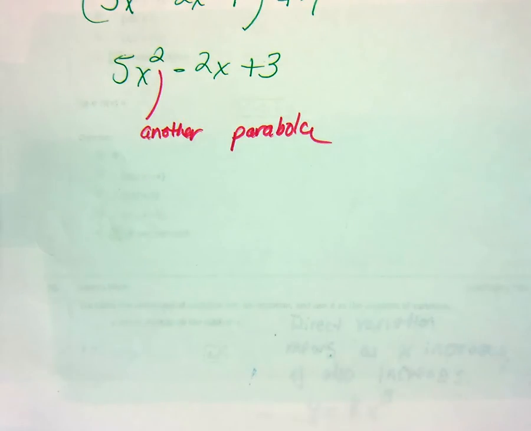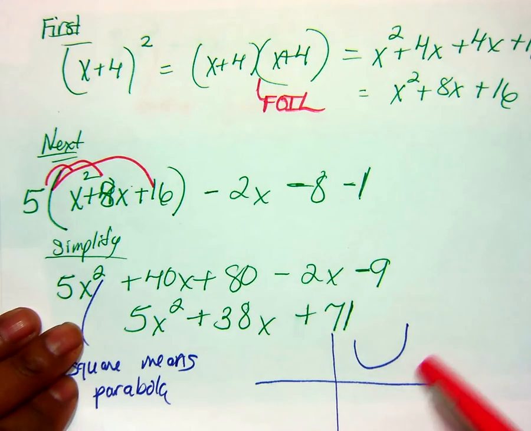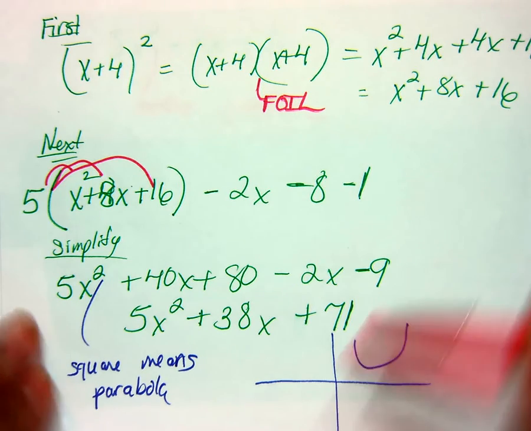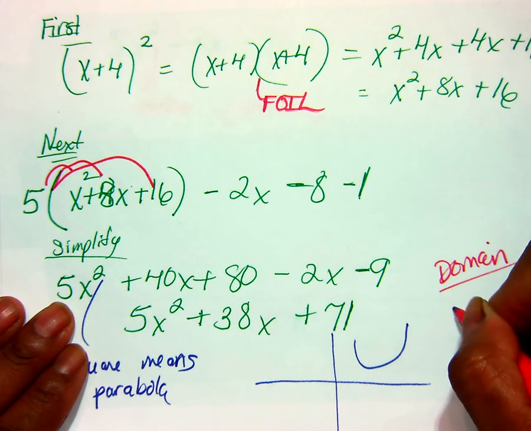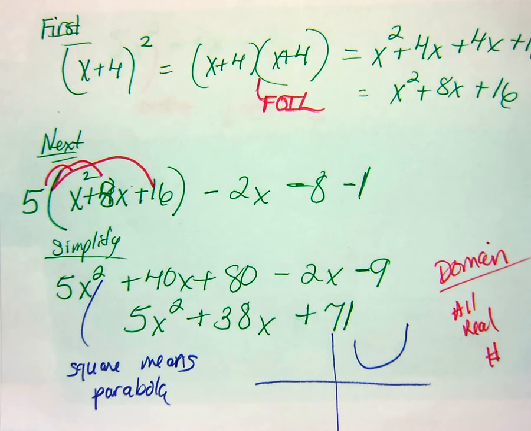But I got more. Oh, here's a word I forgot. I know it was a parabola because I got that x squared right there. And because it's a parabola, you know that it's going to have a domain of all real numbers. Sorry, I forgot about that.